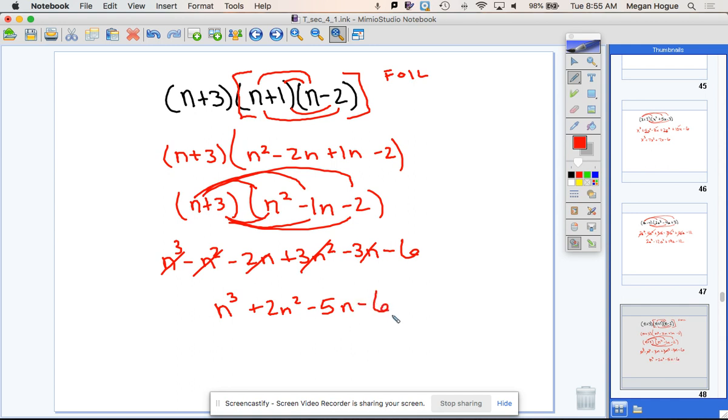If you had chosen to multiply yours in a different order, do you think you get the same answer? Sure. You can choose whatever order you want. Again, I just think it sets up the problem a little bit nicer to do the last 2 first, then you have a binomial times a trinomial.